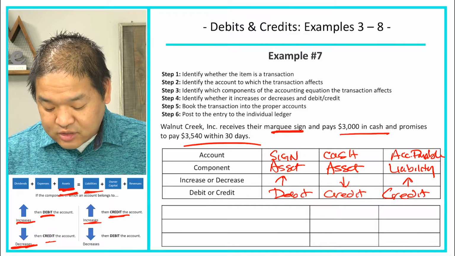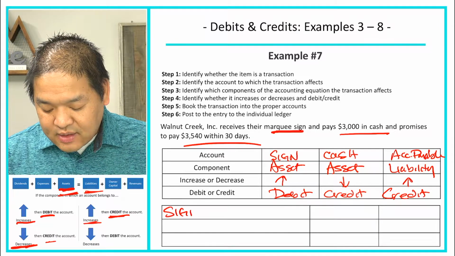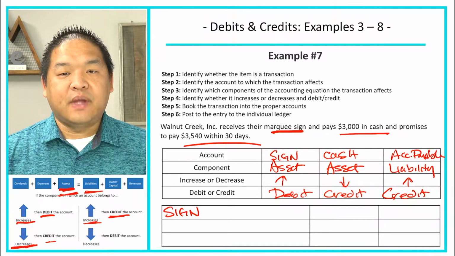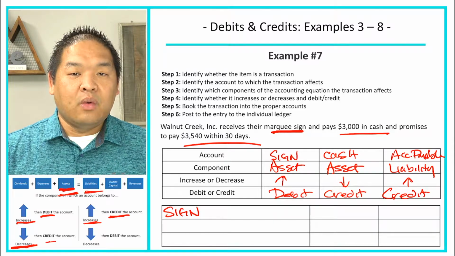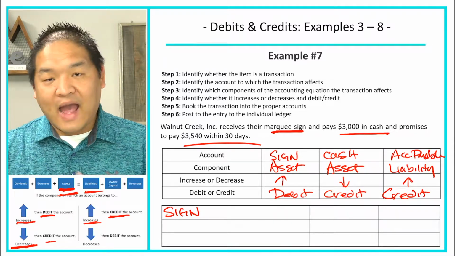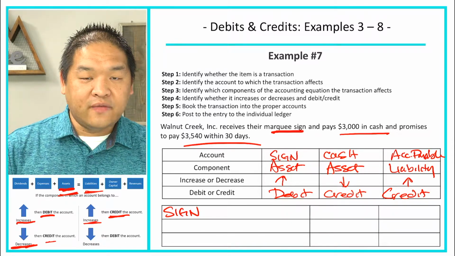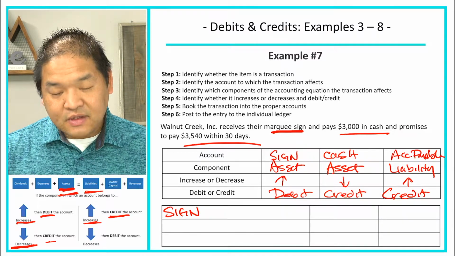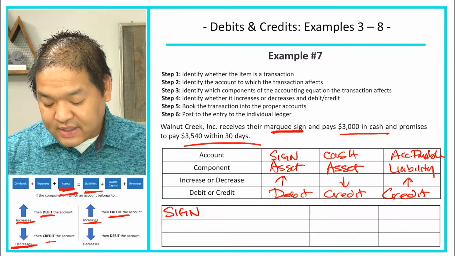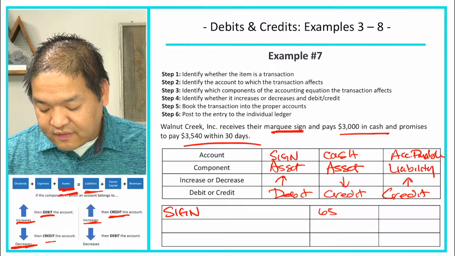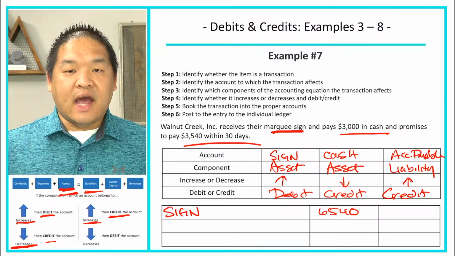Our debit here is going to be to the sign. Now, we really don't have a price for this, but how could we else get it? Well, we can get it by adding the cash that we paid and what we're going to owe in the future. So if we add the $3,000 to $3,540, we get $6,540.